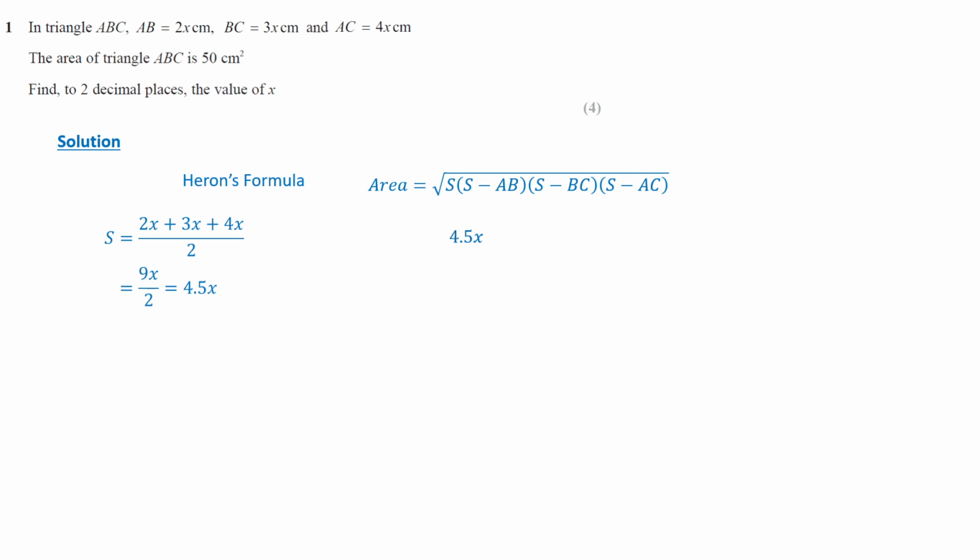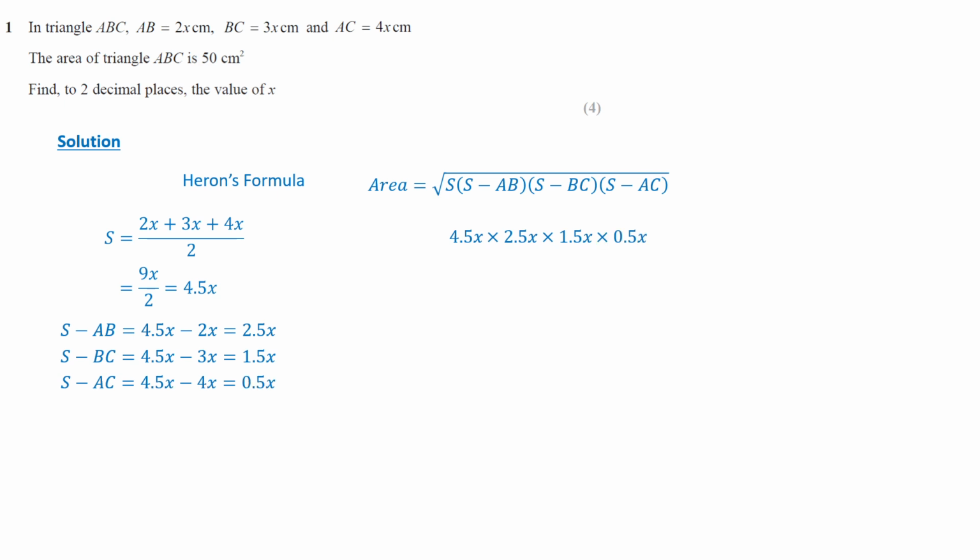Now, we calculate the differences between S and each side. S minus AB equals 2.5x, S minus BC equals 1.5x, and S minus AC equals 0.5x. Substituting the values, we get the square root of 4.5x times 2.5x times 1.5x times 0.5x equals 50.